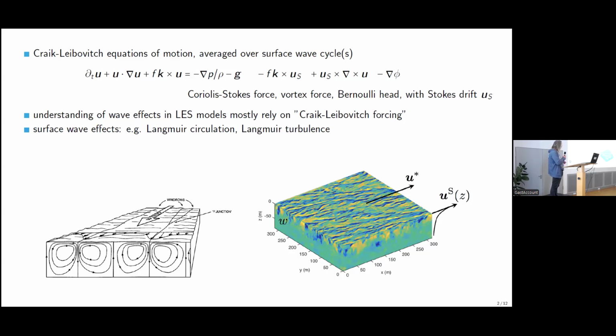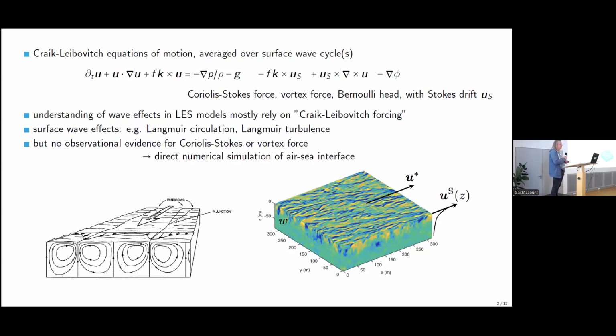This is a turbulence simulation. And you see the cells are not just cells like this, but they are kind of chaotic and they mix somehow. And this is Langmuir turbulence. Of course, you want to have this in climate models. You want to have this mixing effect because it's the interface to the atmosphere. It's where the atmosphere feeds the ocean.